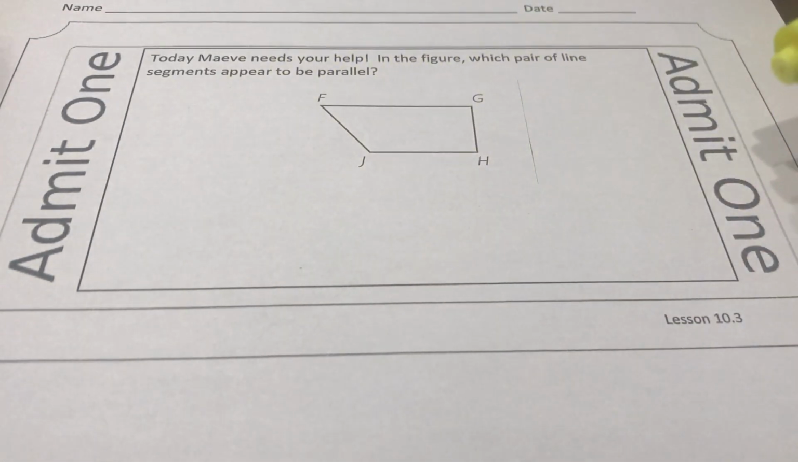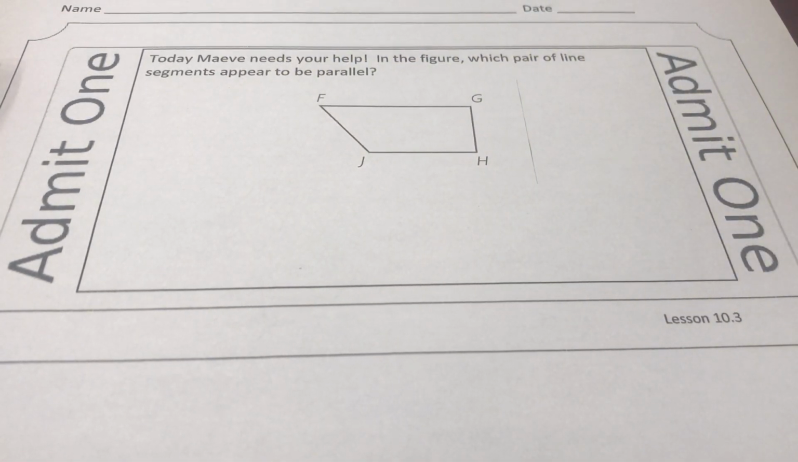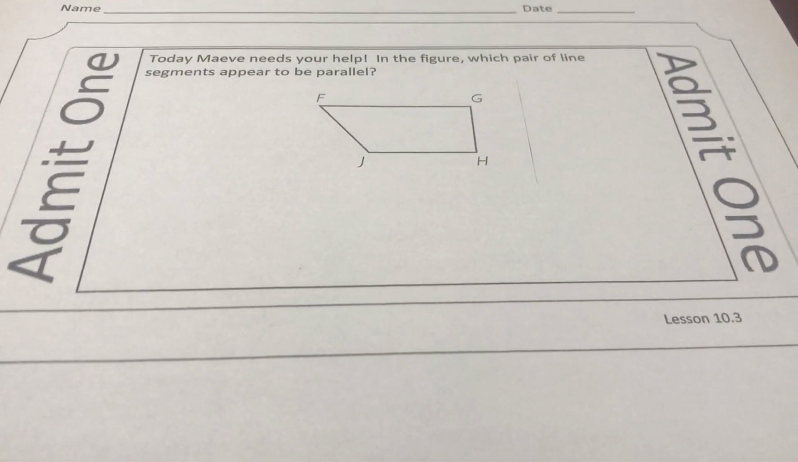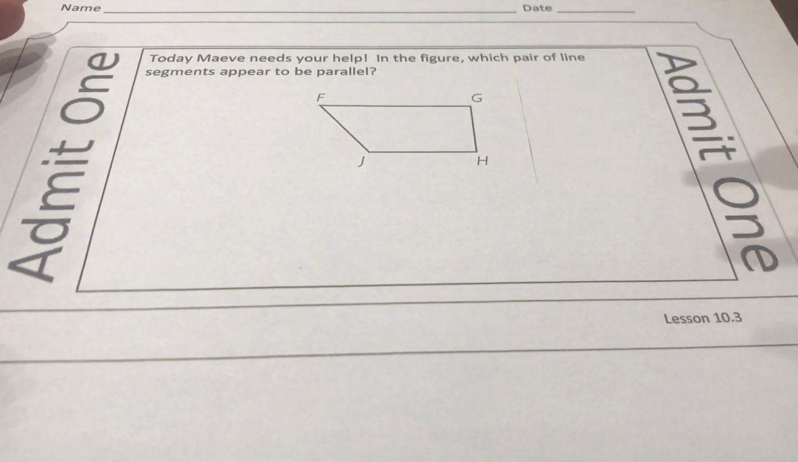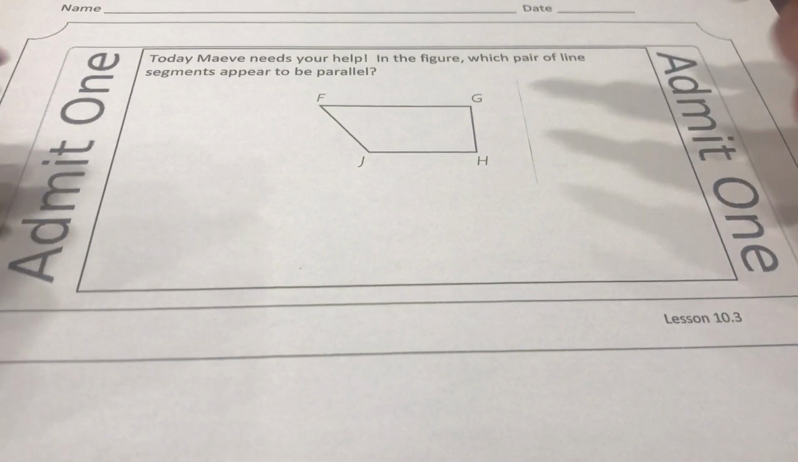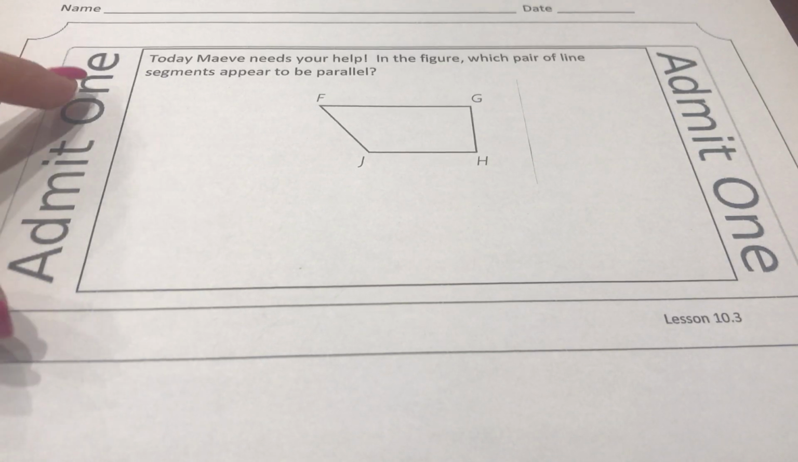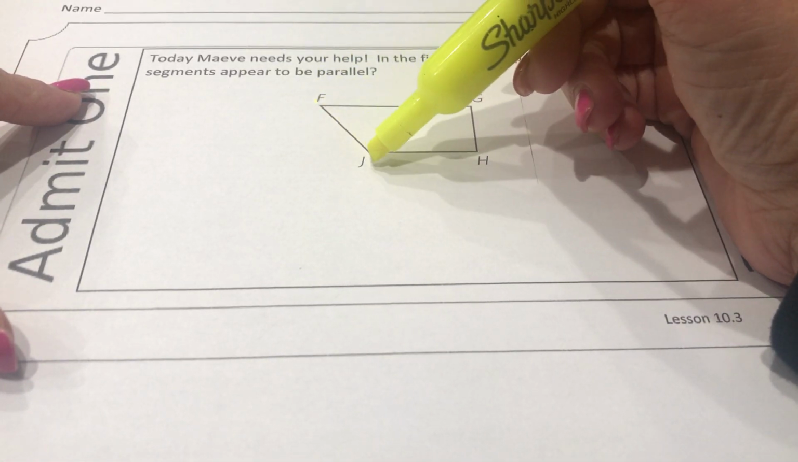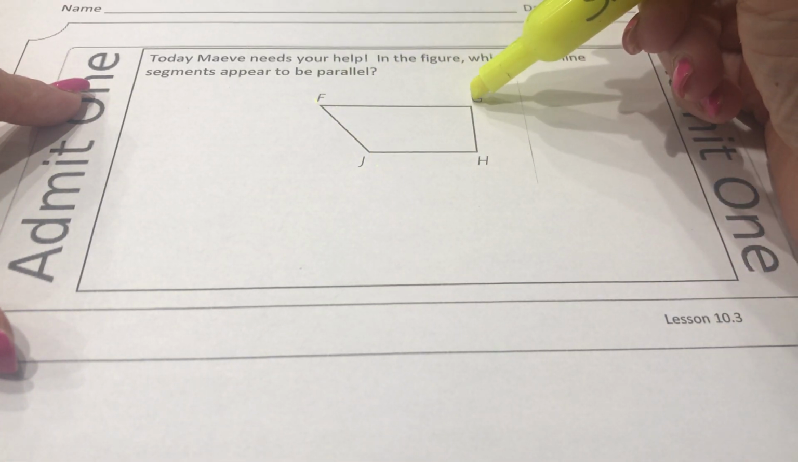So yesterday's lesson, which was 10.3, we were talking about intersecting lines, perpendicular lines, and parallel lines. And we know that parallel lines are lines that never meet. You think of Buzz Lightyear, they go to infinity and beyond. And when I look at this figure, I said before that shapes are made up of line segments. So I'm looking at these line segments. I see line segment FJ and line segment GH.